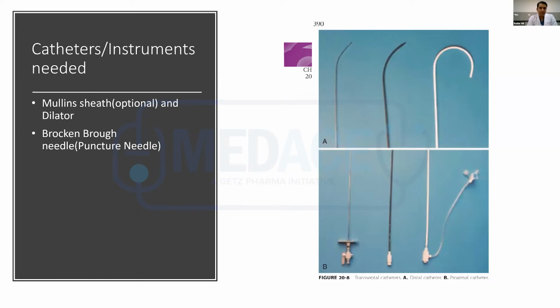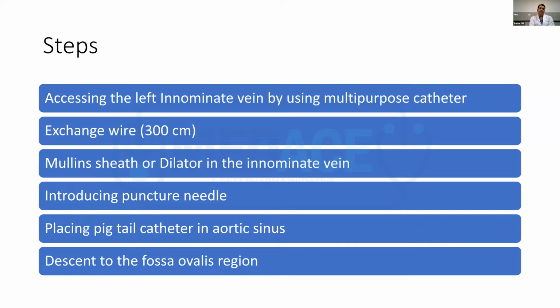Now, just a few points regarding the catheters and instruments needed. For transseptal puncture, there are 3 instruments: number 1, the Mullins sheath, then the Mullins dilator, and then a puncture needle. Normally, we don't use the sheath here in transseptal puncture. For PTMC, we go for the Mullins dilator and the puncture needle. I would just like to mention the steps.